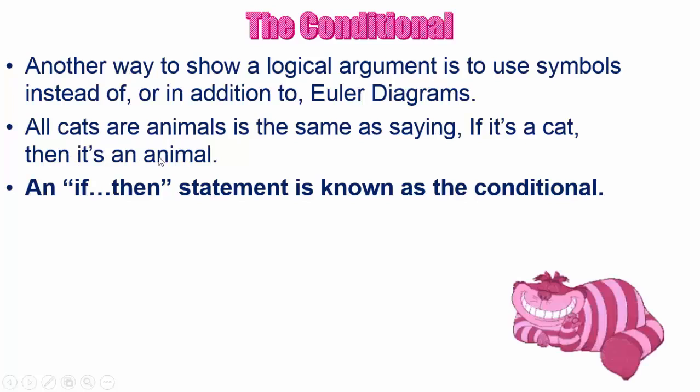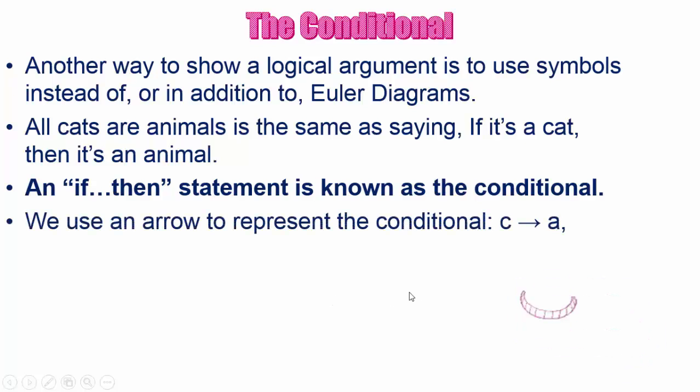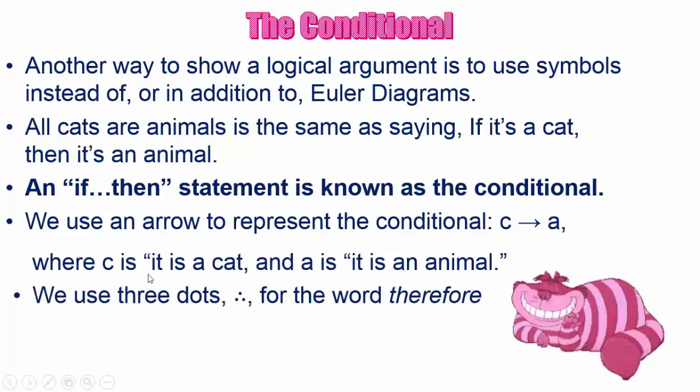And an if-then statement is known as the conditional in logic language. And we use the arrow to represent the conditional. If it is C, then it is A, where C is "it is a cat" and A is "it is an animal." And then for the conclusion, we use 3 dots for the word therefore.